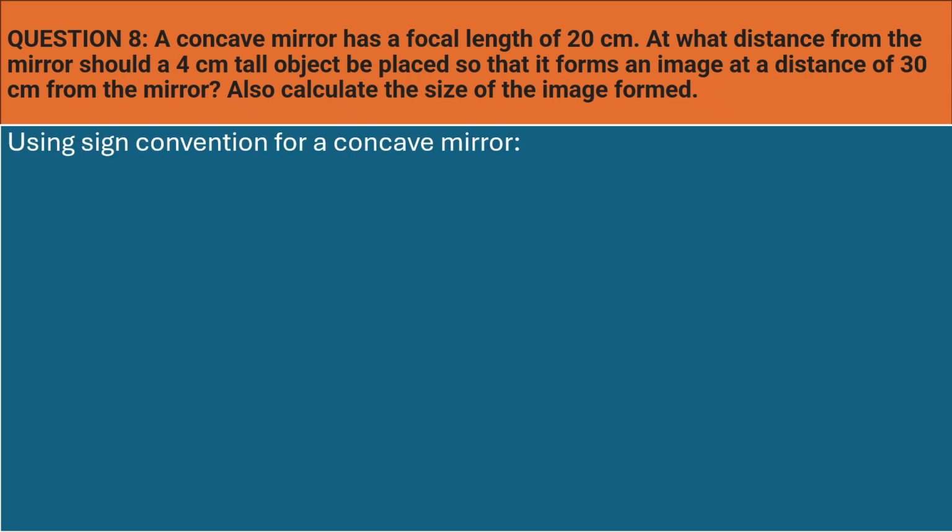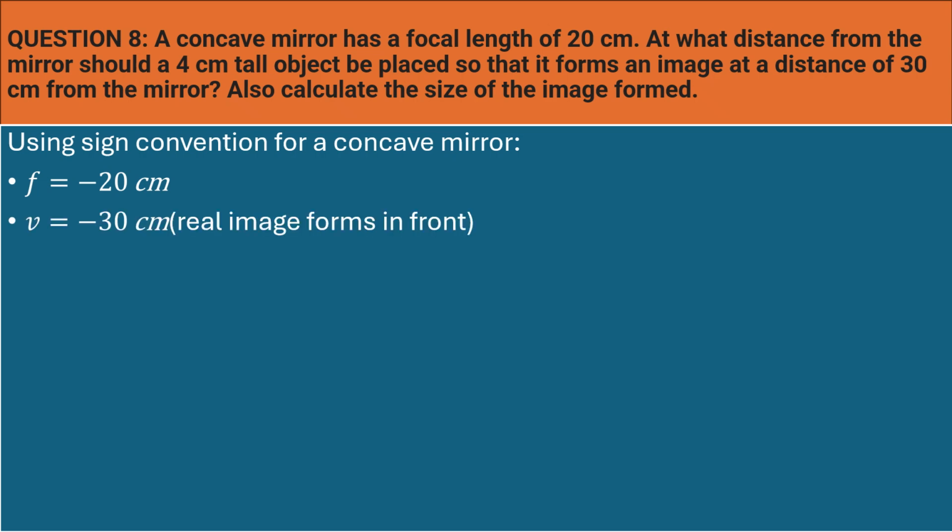Now you have to use sign convention for a concave mirror. Focal length is minus 20 centimeter. V, that is your image distance, is minus 30 centimeter, that is, a real image forms in front. Students, before you go further and solve the question, it's a humble request that you please learn the sign convention and go through the video which has been uploaded, understand it and write down all the notes, and then these numericals will be easy for you.